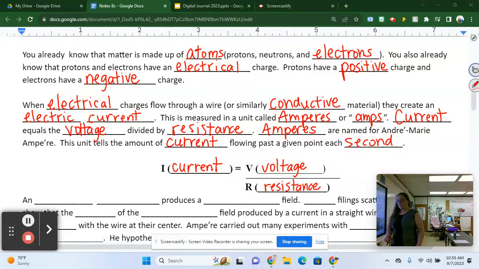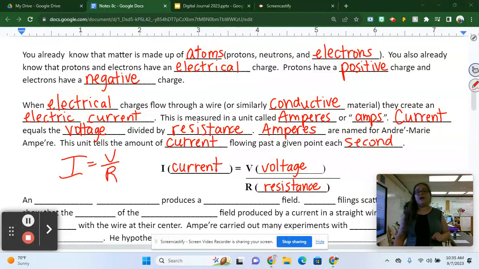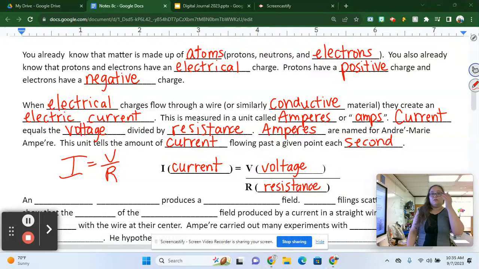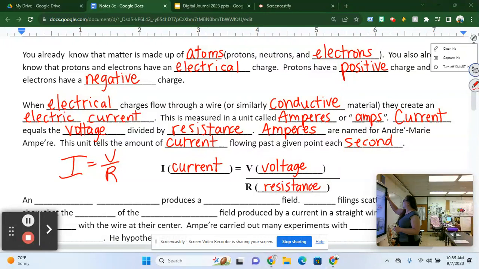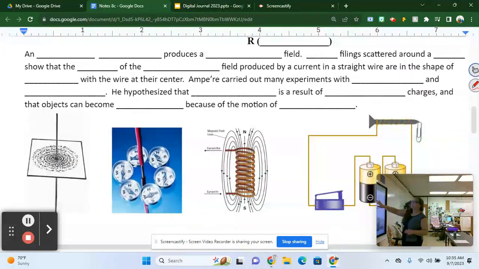Now, I don't think that you are going to have to do any current calculations on the SOL, but you might well need to recognize I equals V over R as the way that you figure out the amount of current in a wire. Like you might just have to recognize that formula, not use it, but recognize what it's for. All right, again, pause it if you need to keep going, but I'm going to clear it and move on.